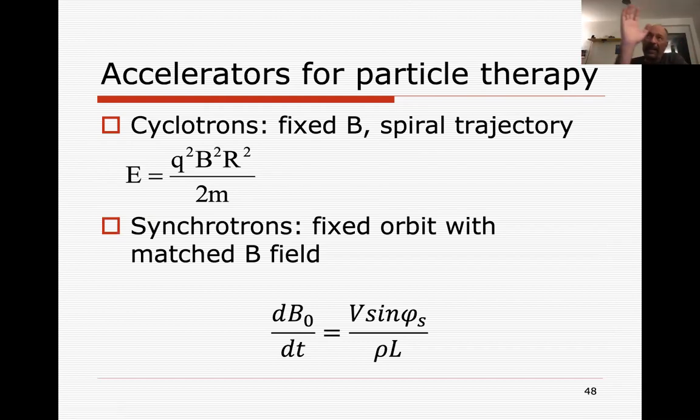The accelerators for particle therapy are, at the moment, not linear accelerators. There's a lot of effort in developing linear accelerators also for hadrons, for protons and heavy ions, but at the moment we use only cyclotrons or synchrotrons. Cyclotrons have a fixed magnetic field and a spiral trajectory, and the energy, given by the Lorentz force, is essentially proportional to the magnetic field and to the radius.